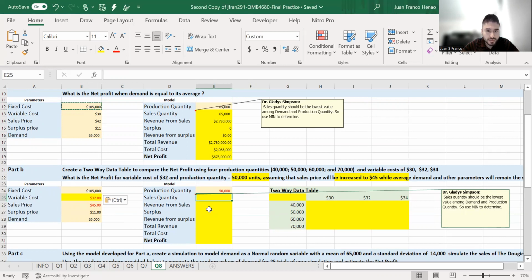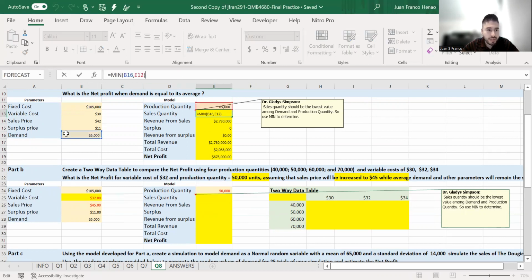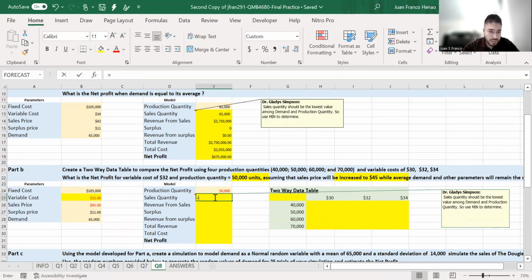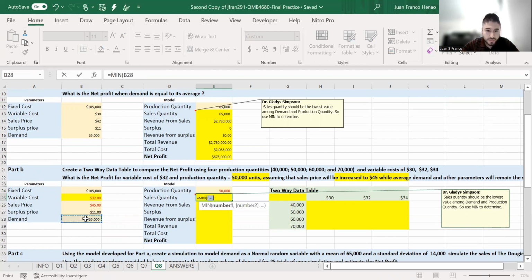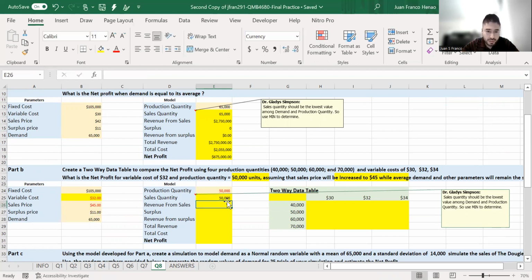What is the sales quantity? We can look at our formula. It was the min among demand and production quantity. So let's do it again. Min, demand, and production quantity. Now the revenue from sales is sales quantity. That's what we sold. And the sales price. Perfect.